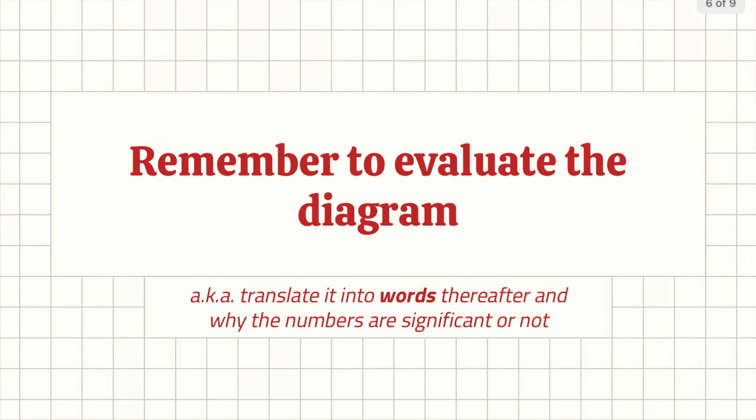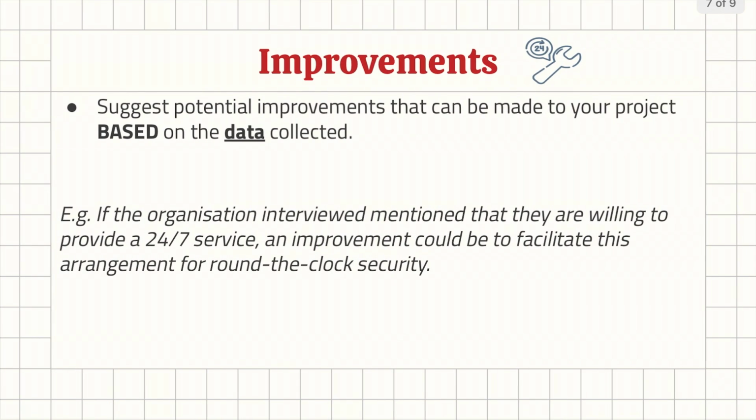So remember to always evaluate the diagram as well. So this is also known as translating them into words thereafter and why the numbers are significant or not. So don't just throw in a diagram and then just leave it, right? To the examiner or the marker, they'll be like, okay, so what is this diagram trying to say? So remember to evaluate it, state in words what exactly the various results are showing, what the numbers are reflective of, right? You want to try and write this out in words.